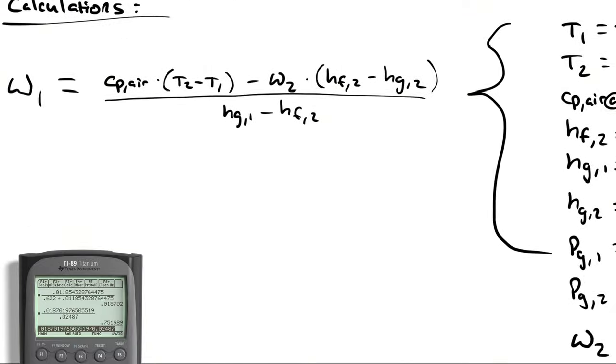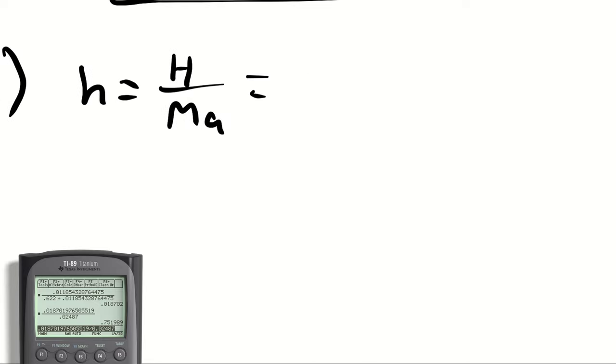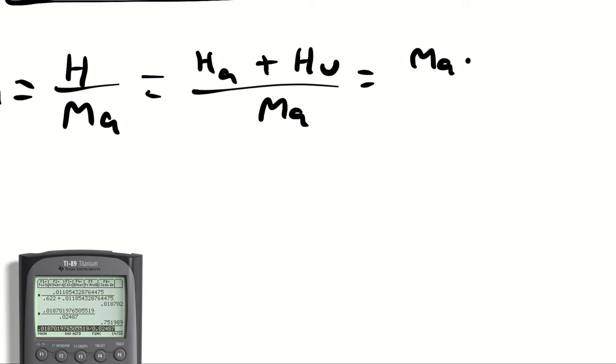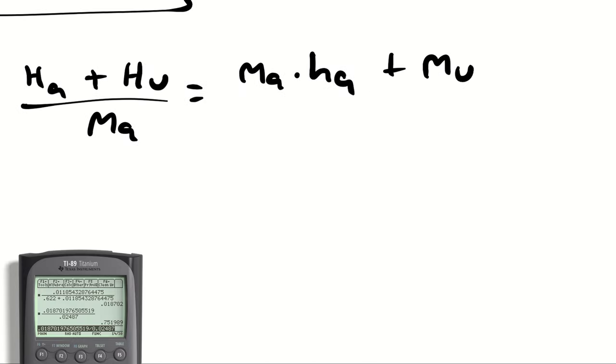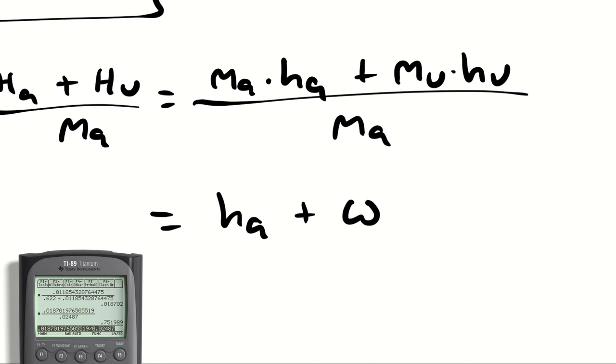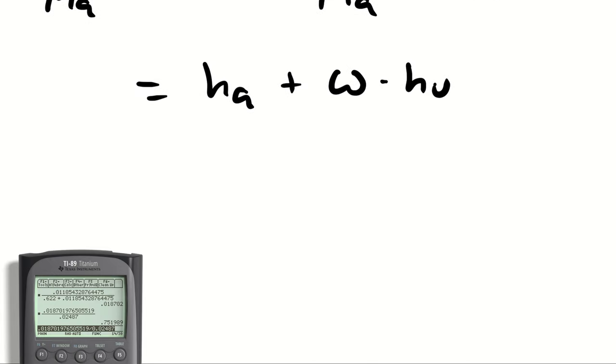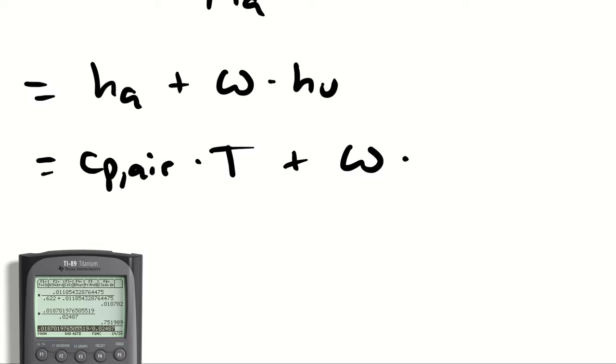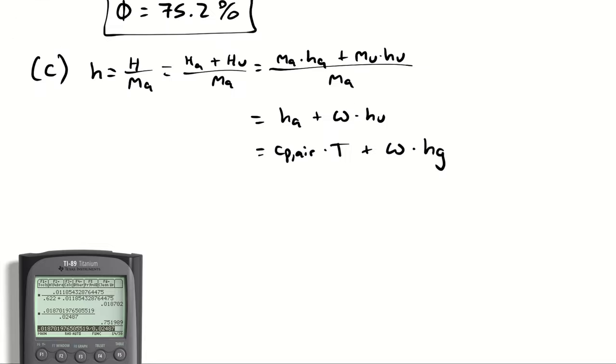Next up, I wanted the specific enthalpy of the atmospheric air. Again, remember that that is total enthalpy of atmospheric air per unit mass of dry air. So I'm going to represent that as total enthalpy of dry air plus the total enthalpy of the water vapor divided by the mass of the dry air, which I can write as MA times specific enthalpy of the dry air plus MV times specific enthalpy of the water vapor divided by MA, which becomes HA plus omega times HV. I'm approximating HA with CPT, that's CP of air, times the actual temperature in degrees Celsius. And I'm approximating HV by using HG. Now, quick question. When I plug in values for T, omega, and HG, am I using the properties at state 1 or the properties at state 2 from this lookup from earlier?